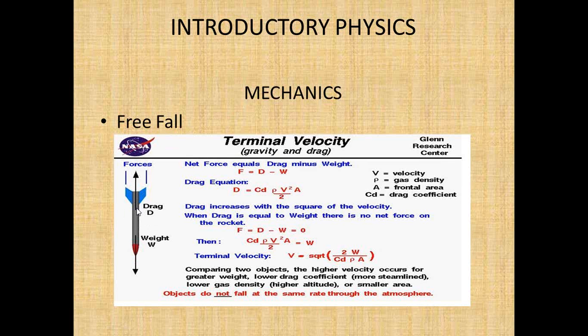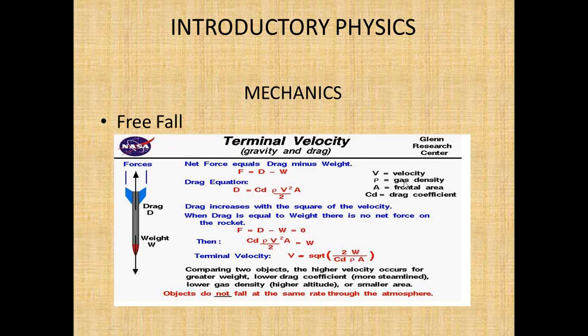Okay, and a very simplistic approach is the resistance that the air poses to the rocket. So the net force pulling the rocket downwards is the weight minus the drag force. And again, the drag force is influenced by the drag coefficient, the frontal area of the rocket, and the gas density.